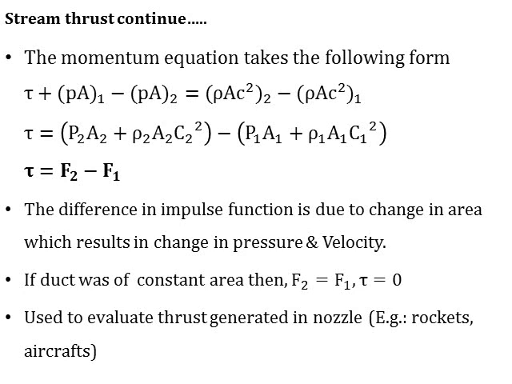By applying the conditions discussed in the previous slide, the momentum equation reduces to the following form. We get that the thrust developed inside the variable area duct is the difference of impulse function across the duct. If it was a constant area duct, then there wouldn't be any change in pressure or velocity, and because of this, the thrust will be zero. Hence, the impulse functions would be equal to each other in case of a constant area duct.